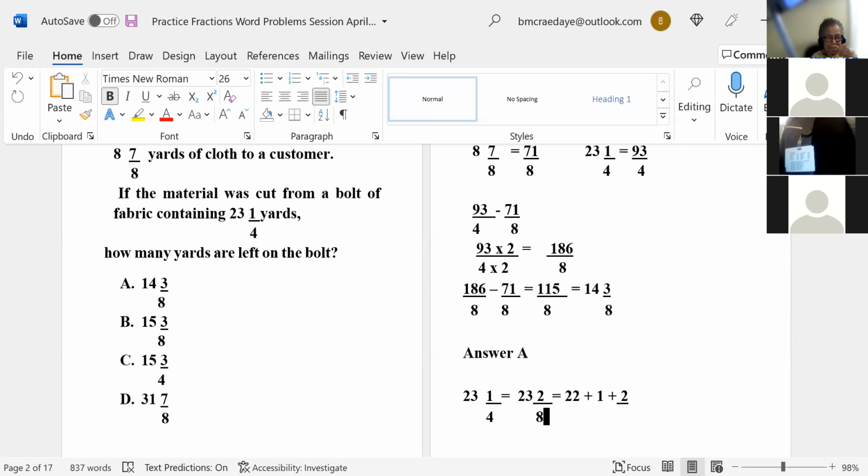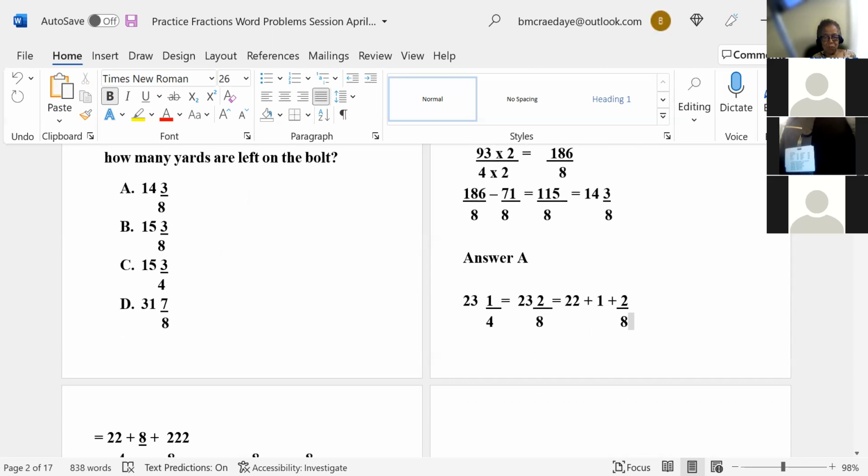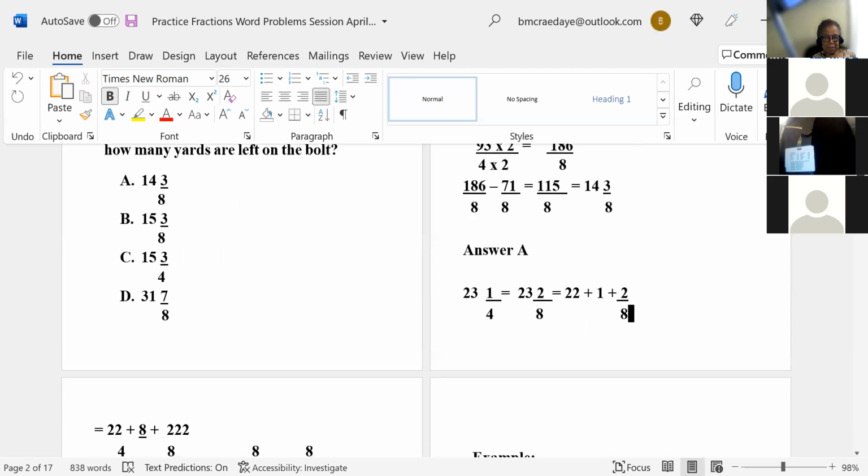All right. Now I took the 23 and broke it down to 22 plus 1. And this still has the fraction 2/8 here. So there's my 2/8. Now I took the 1 and made it 8/8. And so the 22, so this will be 22 plus 8/8 plus 2/8.